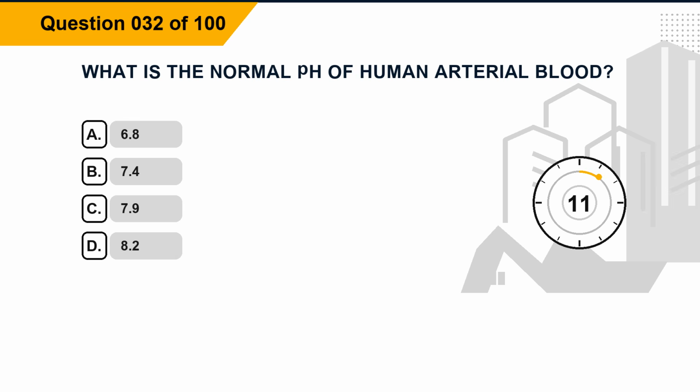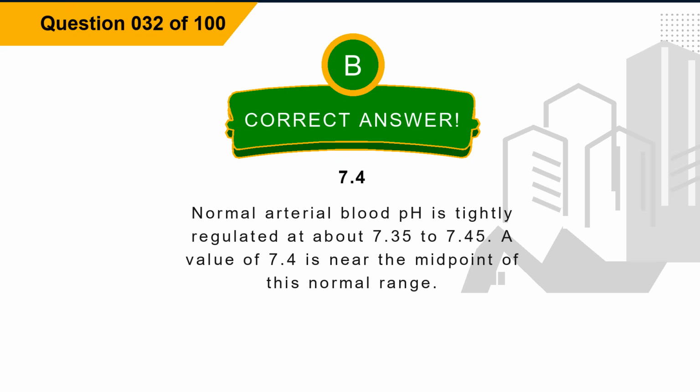Question 32. What is the normal pH of human arterial blood? Option A, 6.8. Option B, 7.4. Option C, 7.9. Option D, 8.2. The correct answer is option B, 7.4.